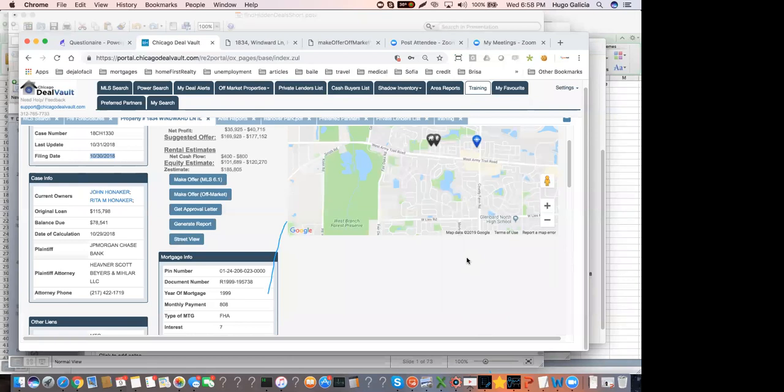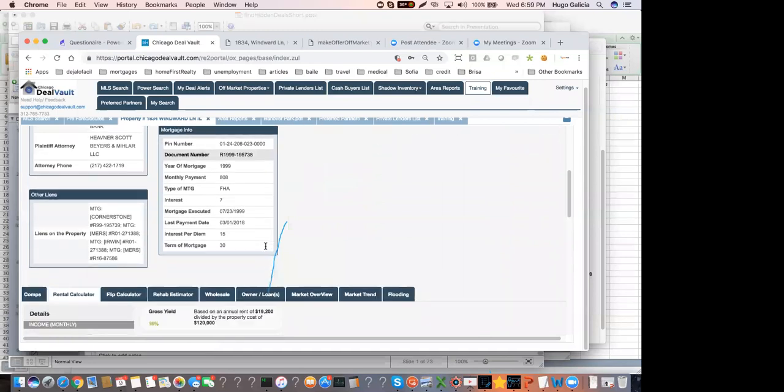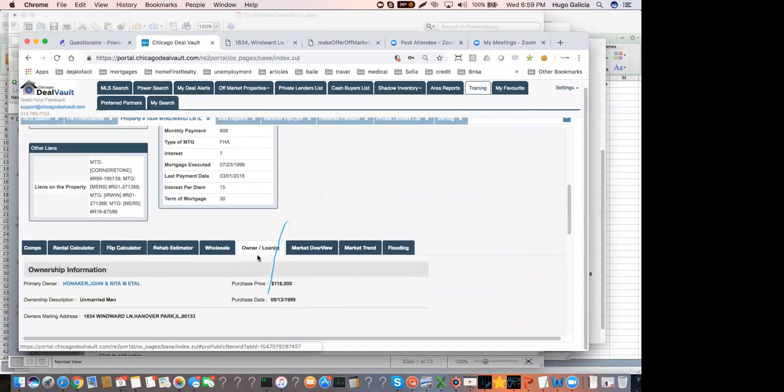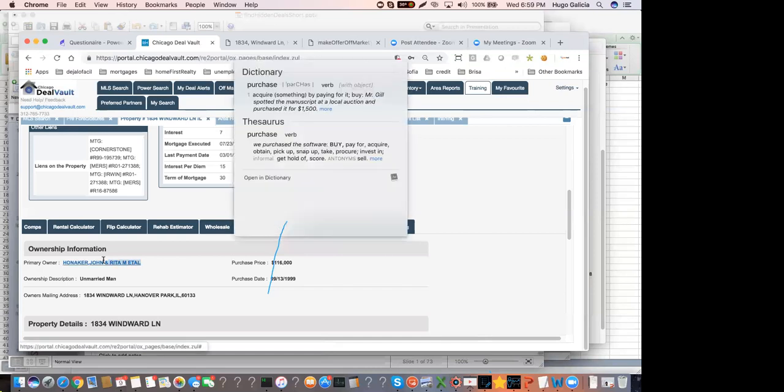Okay, another question. They're saying that sometimes off-market properties have been sold. So one way to check that, that's a great question, let me show you how you can easily check that. For instance, right now we show that the owner is John and Rita. These are the people that we show in record, but to prove that they're still the owner, you need to click on owner and loans, okay? And indeed, we show that Rita and John are still the owners of the property.